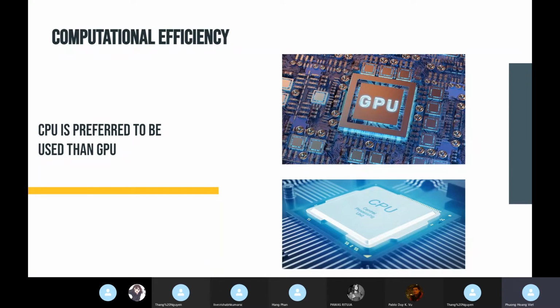Well, as you know, the CPU is a central processing unit, while the GPU is a graphics processing unit. And in OCR, the images are really massive, so we need computational efficiency, and the CPU can process faster than the GPU.